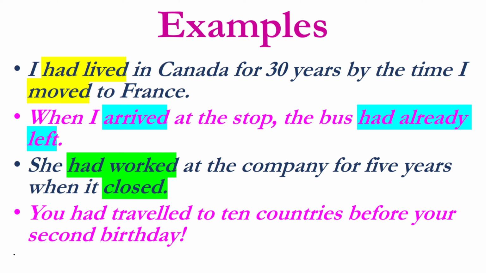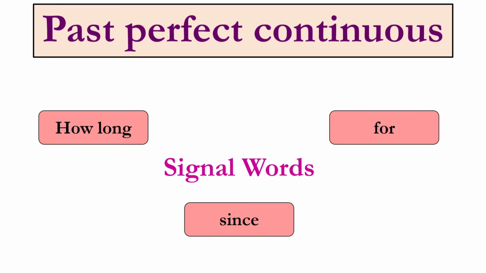Examples: I had lived in Canada for 30 years by the time I moved to France. When I arrived at the stop, the bus had already left. She had worked at the company for 5 years when it closed. You had traveled to 10 countries before your 2nd birthday. Past perfect continuous. We have some signal words in this case: how long, for and since.